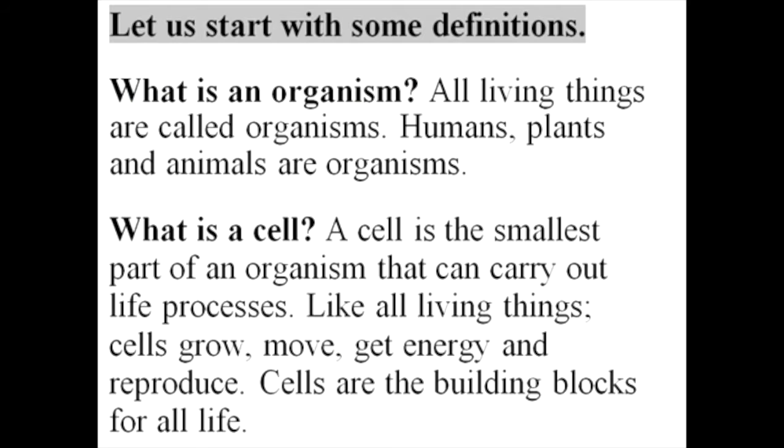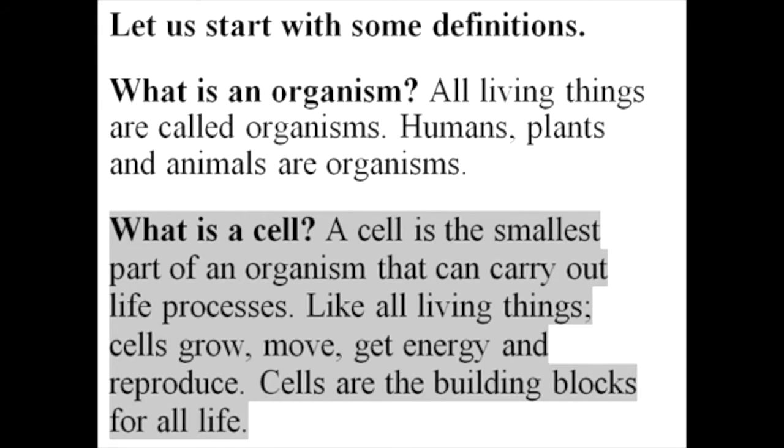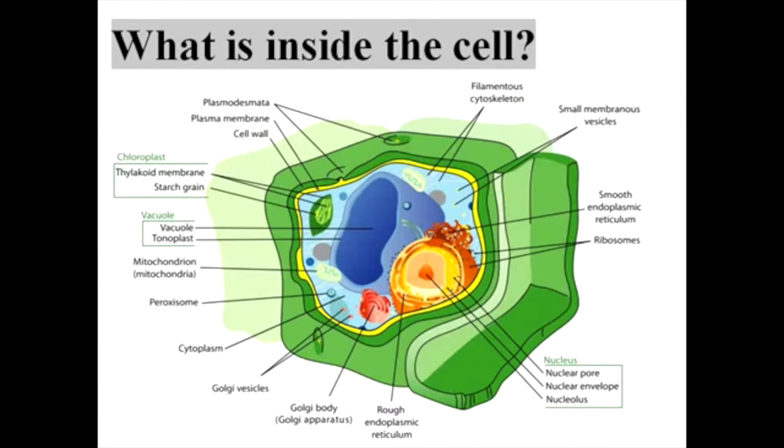Let us start with some definitions. What is an organism? All living things are called organisms. Humans, plants and animals are organisms. What is a cell? A cell is the smallest part of an organism that can carry out life processes. Like all living things, cells grow, move, get energy and reproduce. Cells are the building blocks for all life.